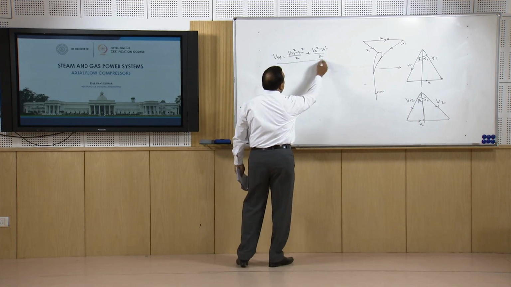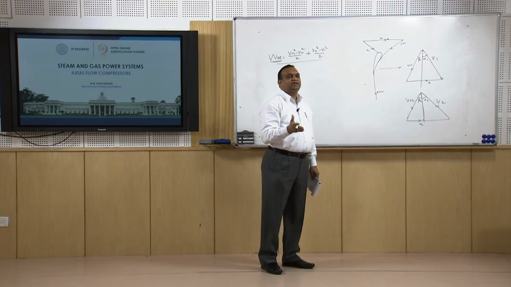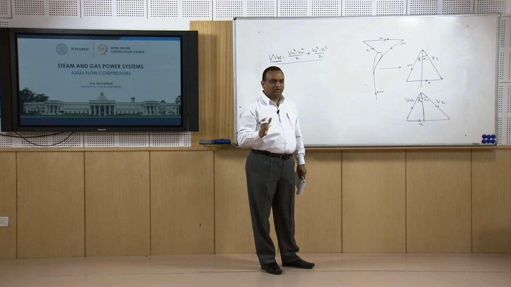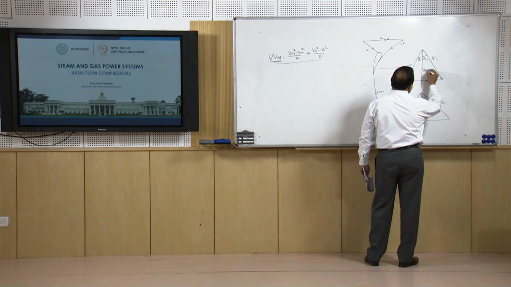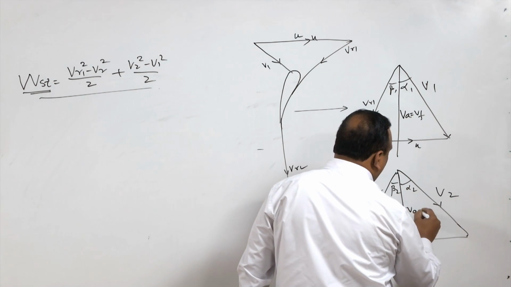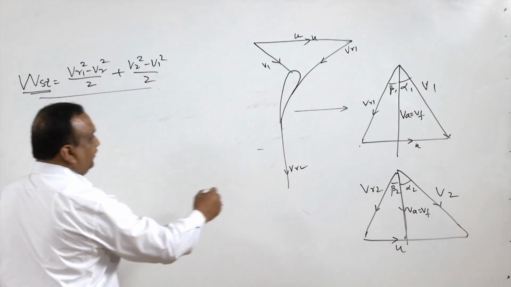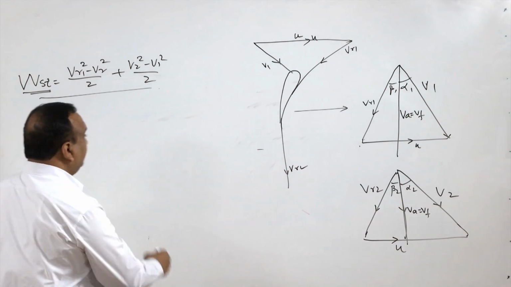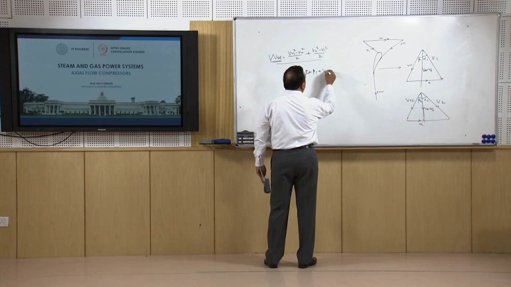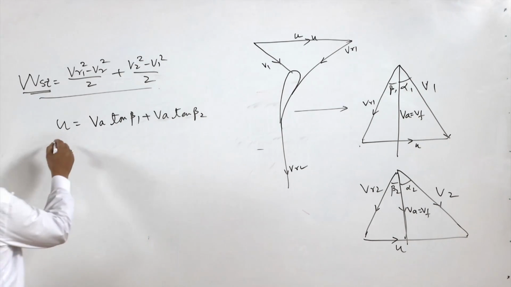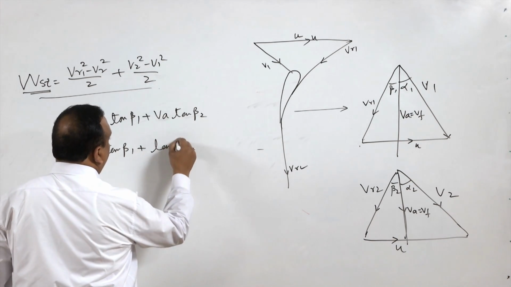So, if you look at this, then per stage work in axial flow system, we can say, is less than the per stage work in centrifugal compressors, right. Now, here this is axial velocity VA, or it is velocity of flow also, VA, right. So, u is equal to, if we take these two triangles, then u is equal to VA tan beta 1 plus VA tan beta 2, or we can say u by VA is equal to tan beta 1 plus tan beta 2.